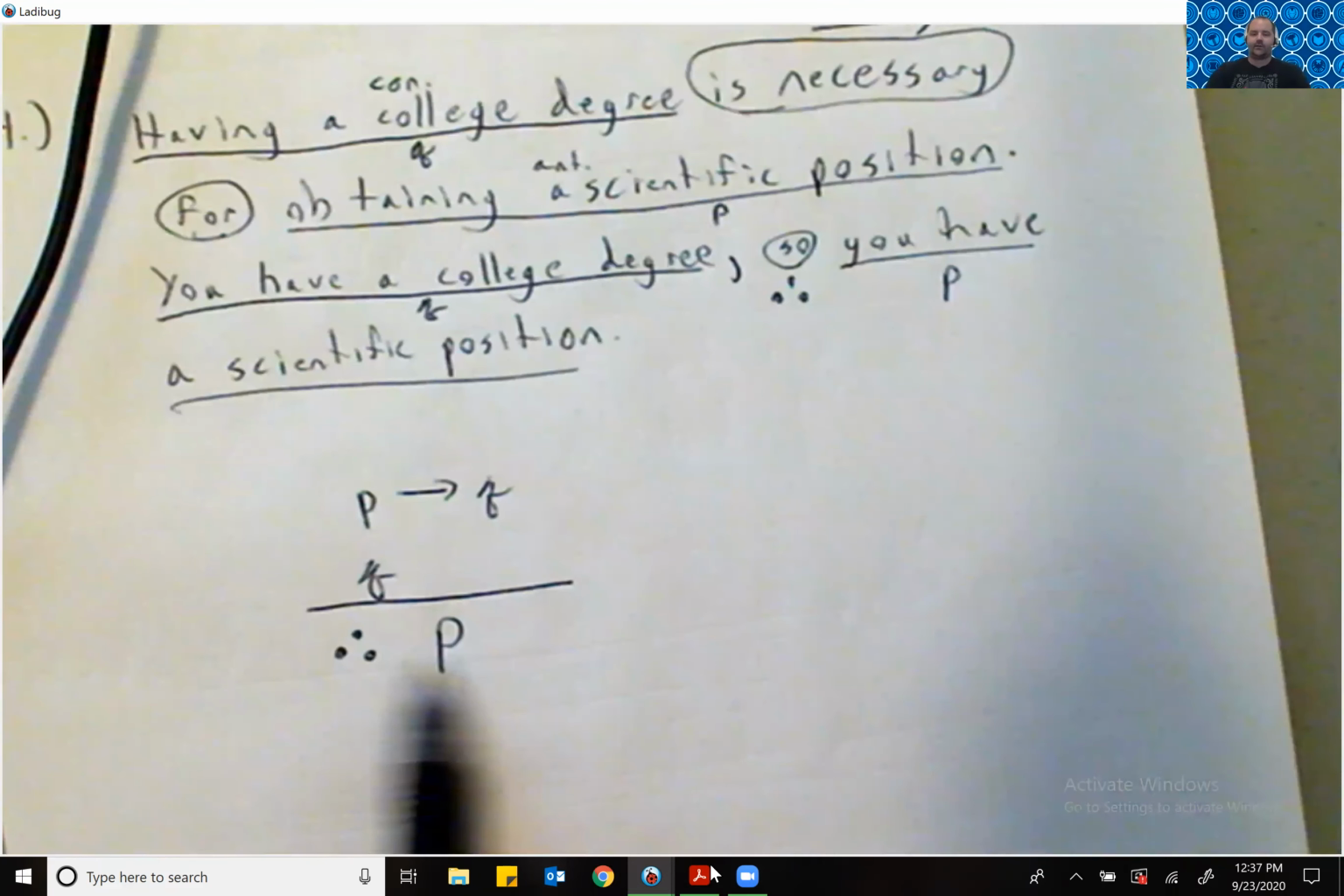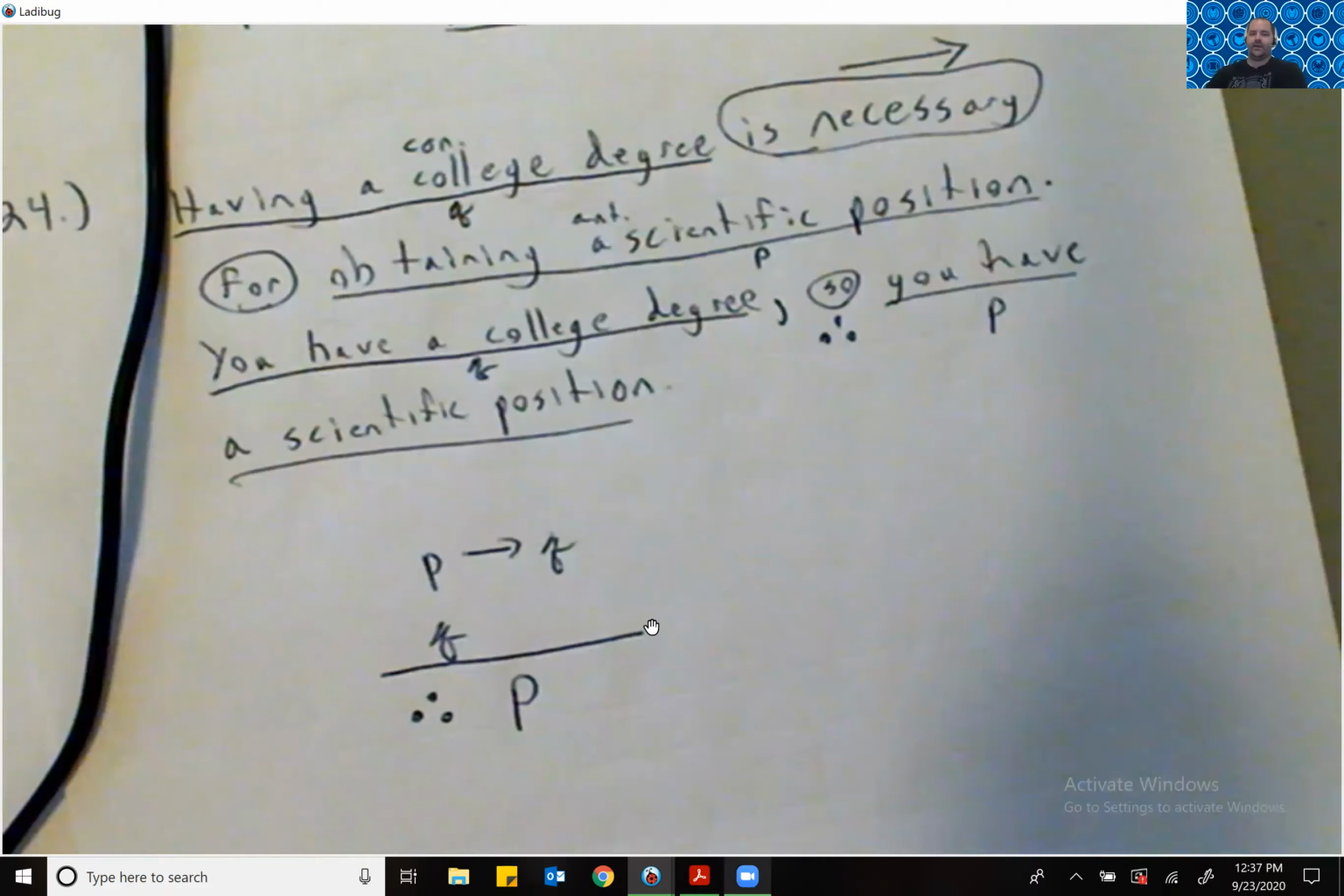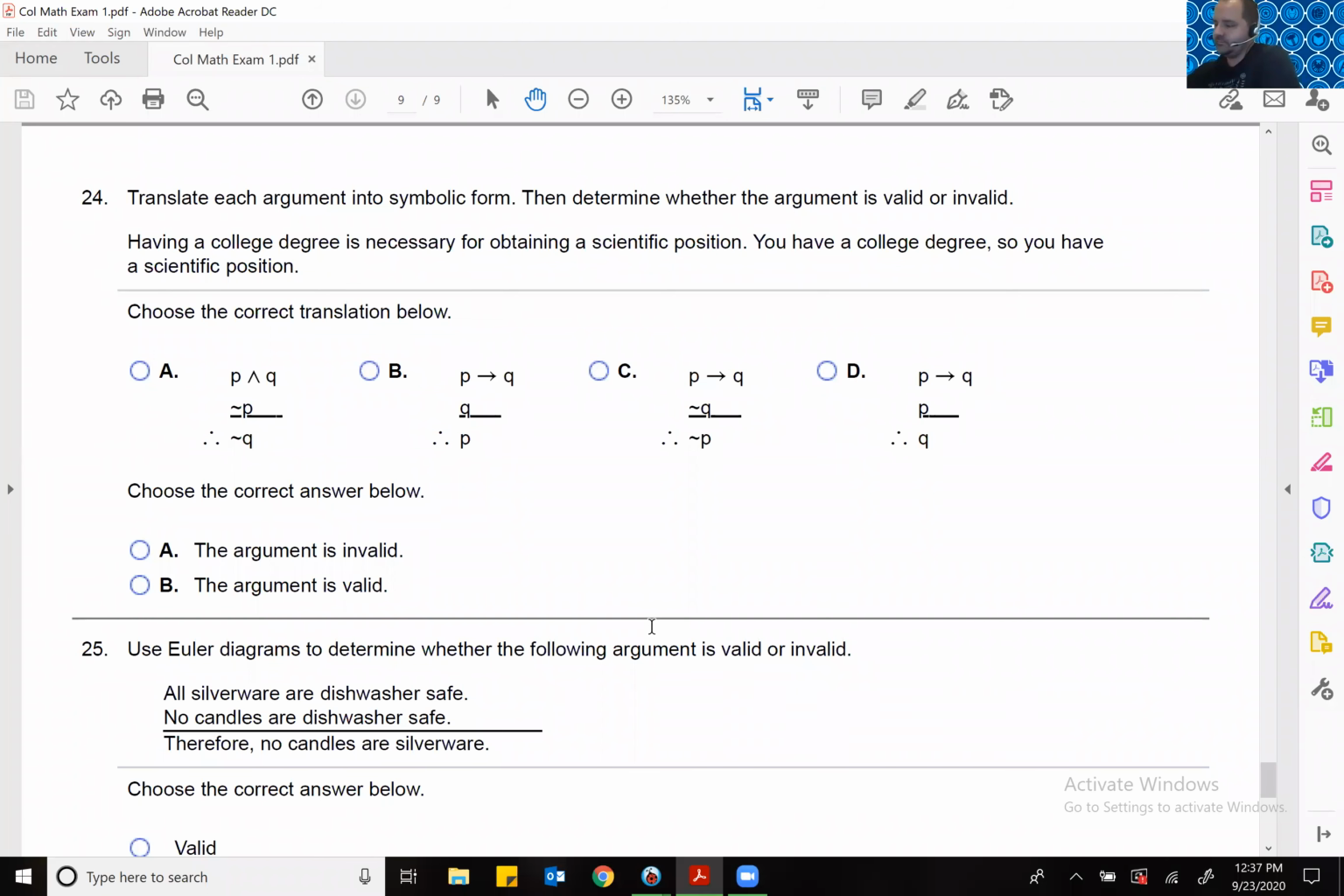And if we go and look, which one is that? Not D. B. It is B. And then last but not least, you already know that it is invalid. And again, we could look this up on the chart.